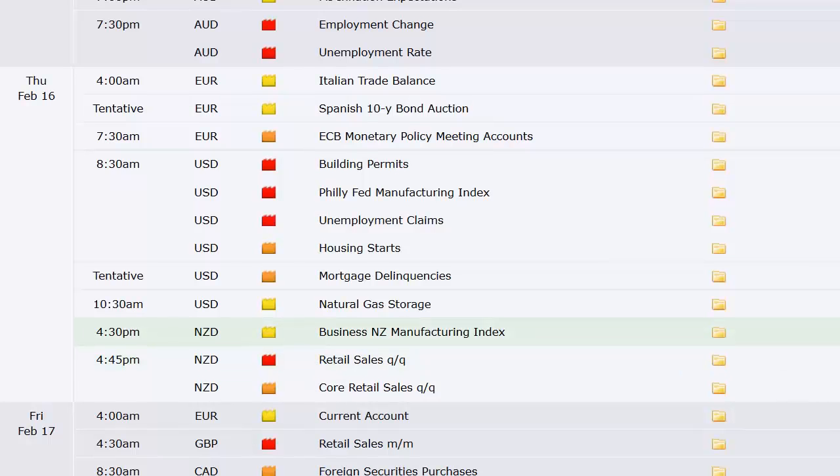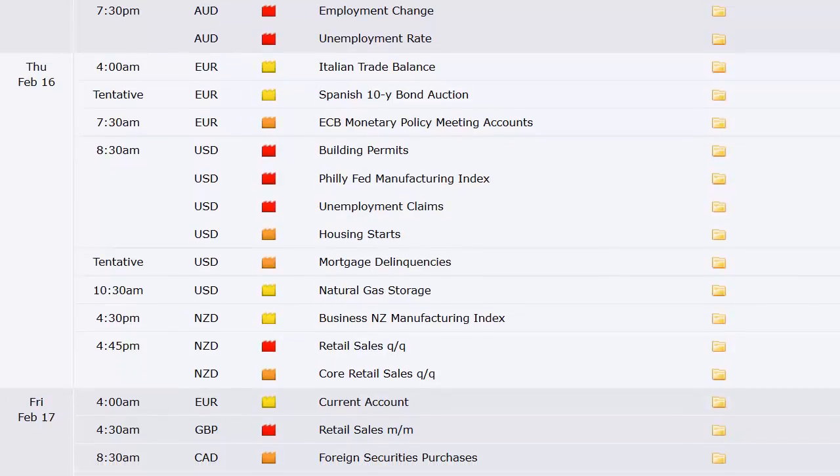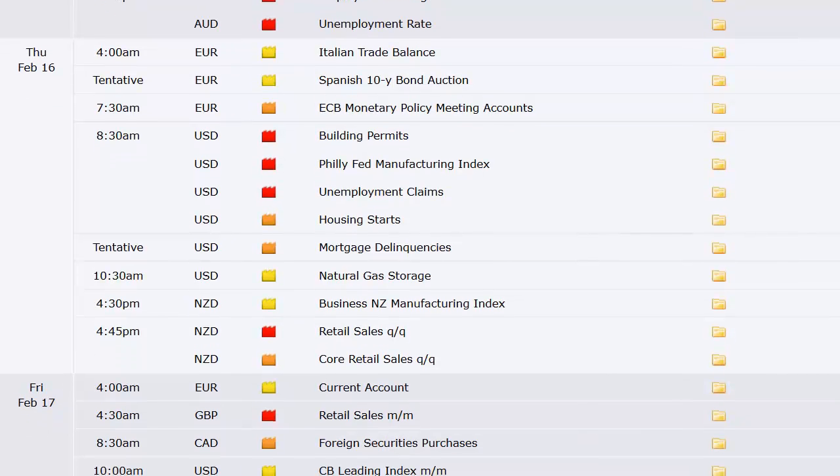Italian trade balance, if you jump ahead to 4 a.m. Eastern time Thursday morning, and then Spanish 10-year bond auction. Building permits, we got the ECB monetary policy meeting accounts. Philly Fed here in the U.S., unemployment claims, that's the weekly number. Housing starts, mortgage delinquencies, natty gas. New Zealand's got their retail sales number, and then on Friday, current account out of Europe, retail sales out of the UK, foreign securities purchases out of Canada, and CB leading index out of the U.S.